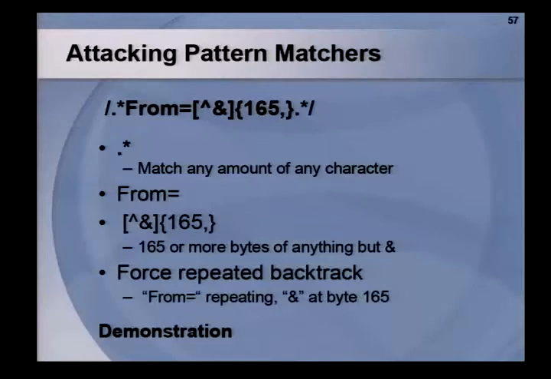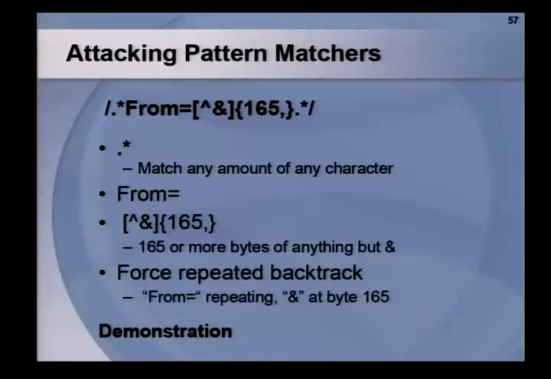So you see the dot star. That says match any amount of data, as much as possible, up until from. And then you say, I want to match from equals. So yeah, simple, that should be self-explanatory. The next part is, I want to see at least 165 characters that are not an ampersand in a row or more. So if you see more than 165 characters and an ampersand.